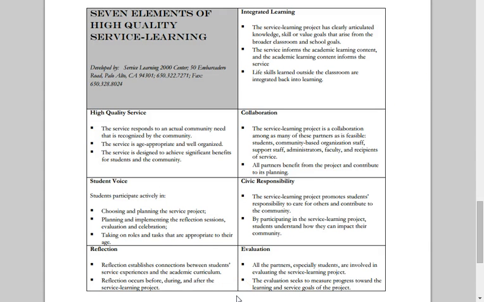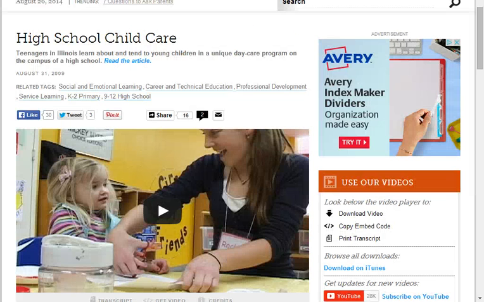These are just a few examples of some of the elements of high-quality service learning. Student voice, reflection, integrated learning, high-quality service, collaboration, civic responsibility, evaluation. These are terms that you will hear over and over again within the CLIC PBL shell. A service-based PBL is a project that focuses on identifying a need within the community and creating a solution for it.